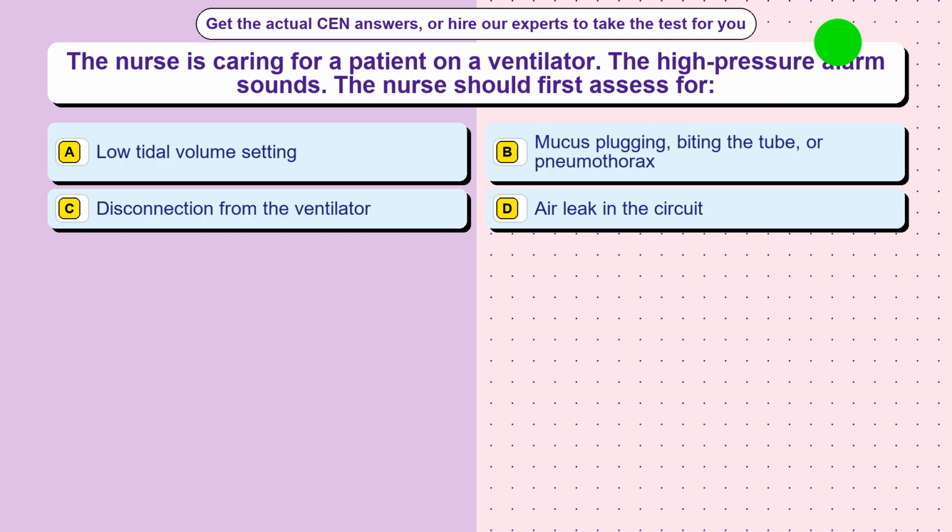Question 52. The nurse is caring for a patient on a ventilator. The high pressure alarm sounds. The nurse should first assess for Option A, low tidal volume setting. Option B, mucus plugging, biting the tube, or pneumothorax. Option C, disconnection from the ventilator. Option D, air leak in the circuit.